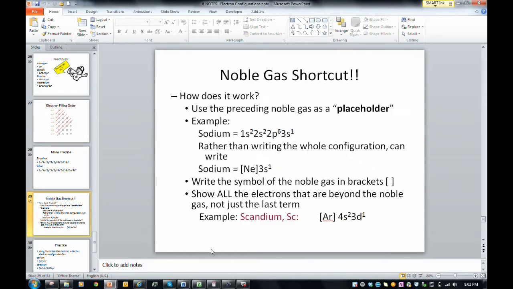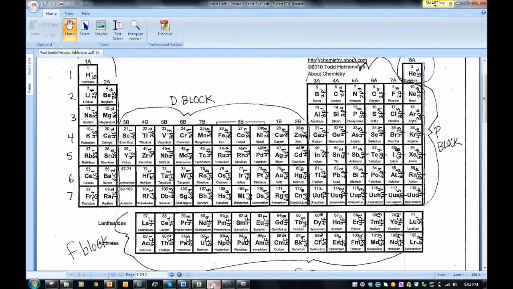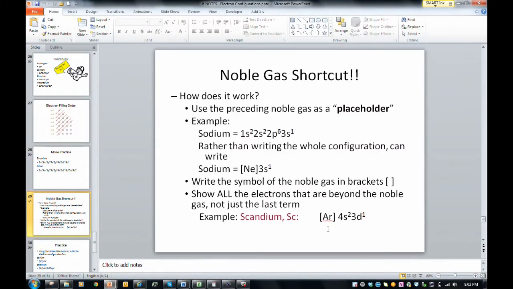Let's look at another example. They want you to write one for scandium. Scandium is right here, number 21. What's the last noble gas before scandium? We have to go backwards. It's argon. So you put argon in brackets and then 4s2, 3d1. That would be the noble gas configuration. And we're right, it's right there.